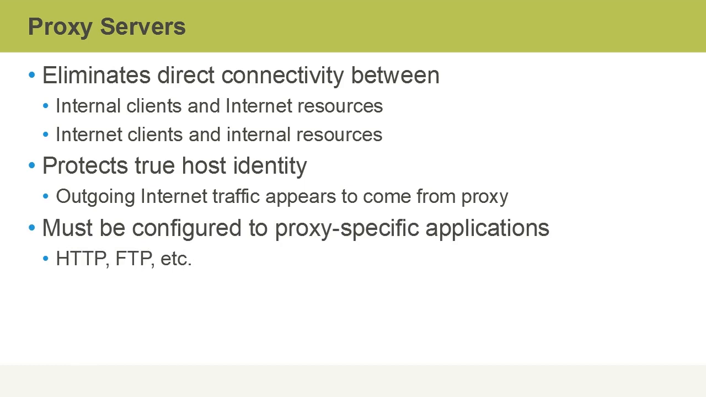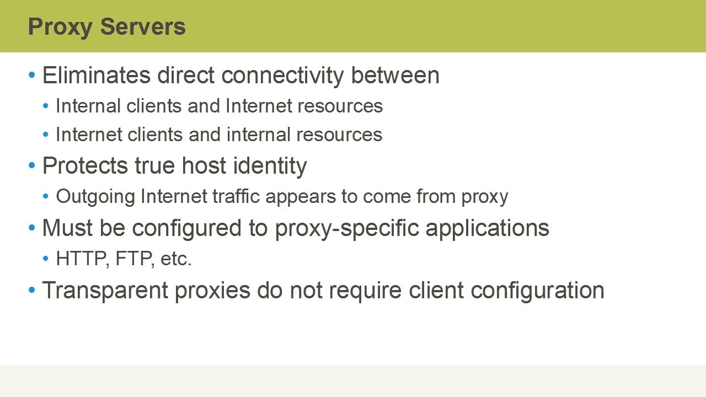So we must configure a proxy server for specific applications. So we would have HTTP proxies, FTP proxies, and so on. Transparent proxies don't require any client configuration. So in other words, as long as the client is configured with the default gateway, that device, the default gateway, would normally be their proxy server that they connect through to request content from the internet. But again, with a transparent proxy, you don't have to go, for instance, into your web browser and tell it the address and port number of the proxy server.